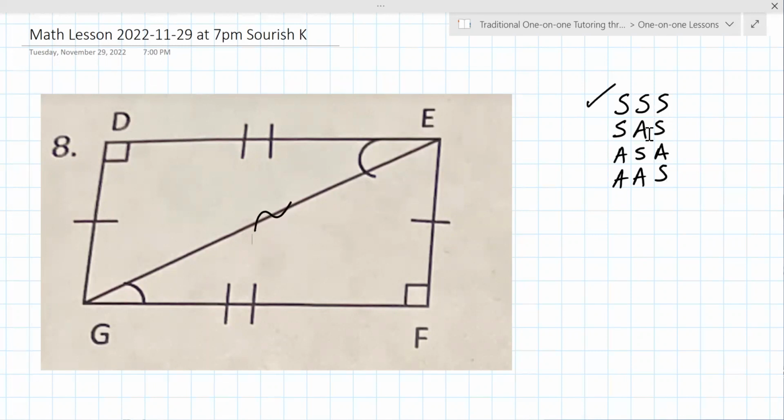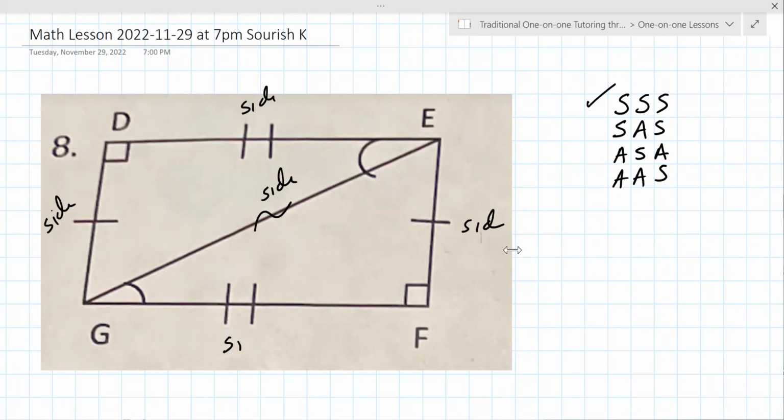Here's how we would use side, angle, side. Again, do you see that DG? So what is side, side, side? What is that? It means that all the sides are congruent. This side and this side are congruent to the other sides in the other triangle.